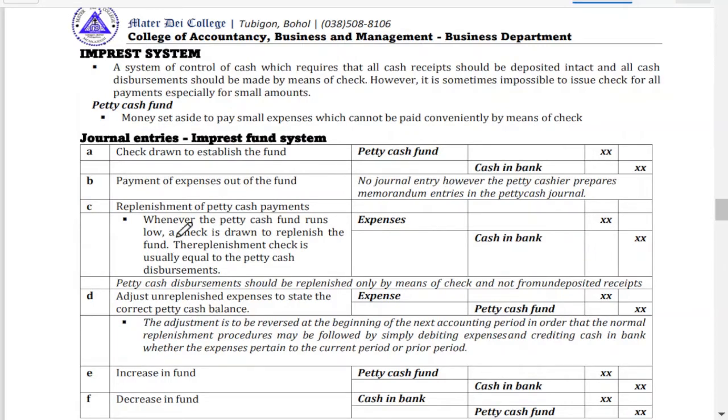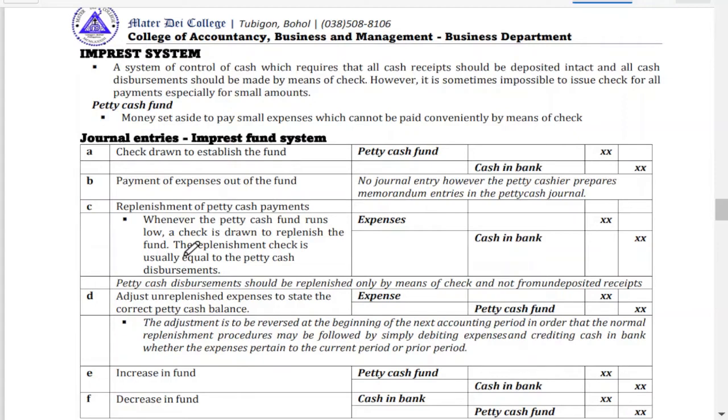Pag nag-replenish ng fund, okay, so this one happens pag yung petty cash fund natin is lumiit na yung balance. So, di ba, nag-establish tayo ng fund, for example, nag-set aside tayo ng 10,000 para sa small expenses. So, syempre, pag may binayaran tayo, mababawasan yung 10,000. So, pag lumiit na yung balance, kailangan nating i-replenish. So, bring back the balance para may magamit tayo sa susunod na mga araw.